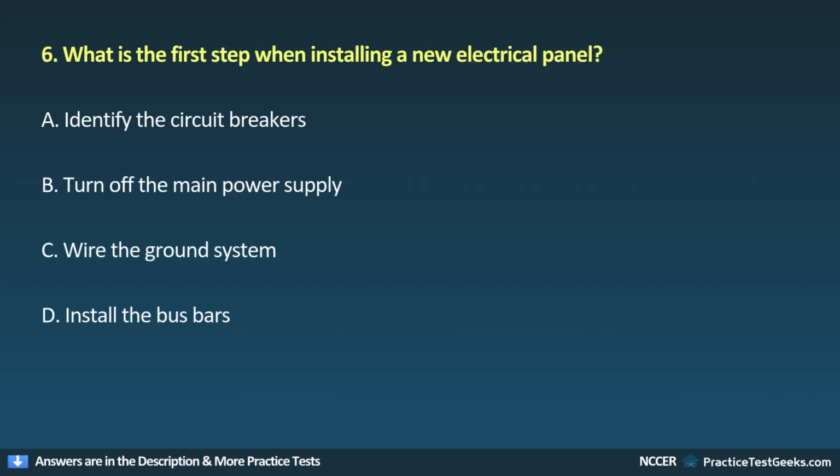6. What is the first step when installing a new electrical panel? A. Identify the circuit breakers. B. Turn off the main power supply. C. Wire the ground system. D. Install the bus bars.